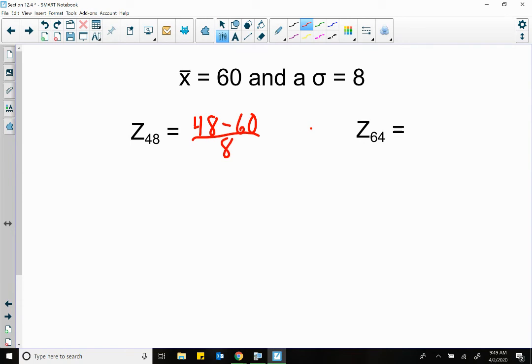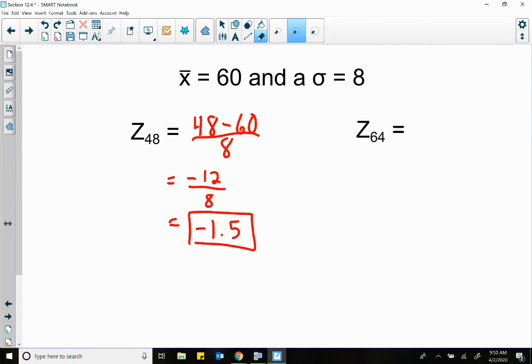Okay? So 48 minus 60 gives us -12. Divide by 8. And there will be no rounding on this. -12 divided by 8 gives us -1.5. So what that means for us is that a data value of 48 is 1.5 standard deviations below the mean. Okay, go ahead, pause the video and try number 64.